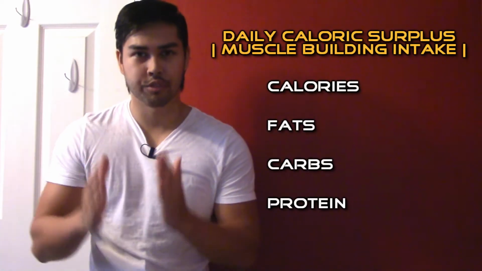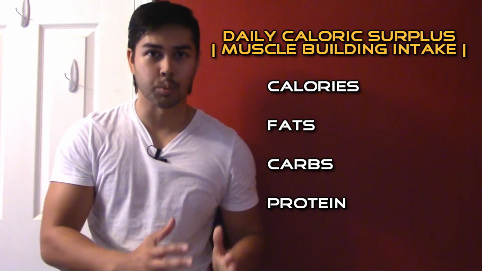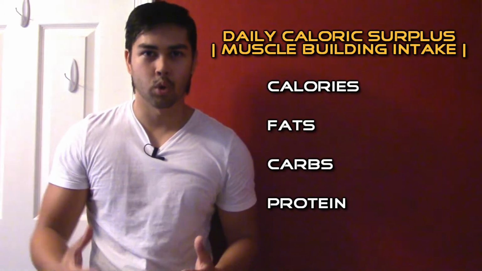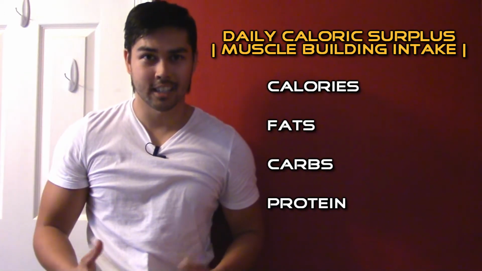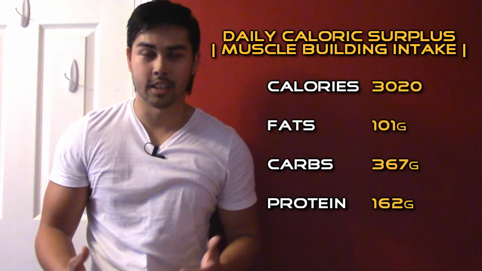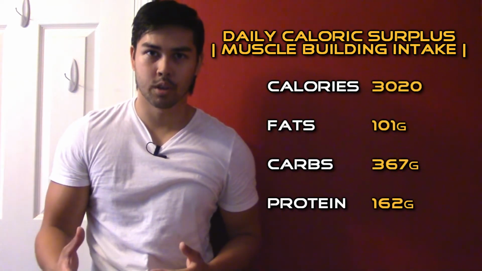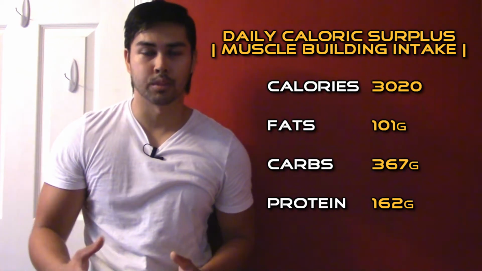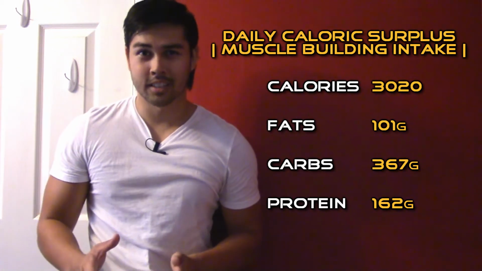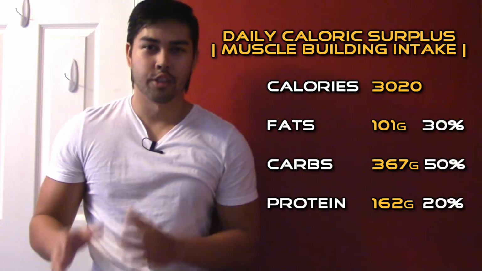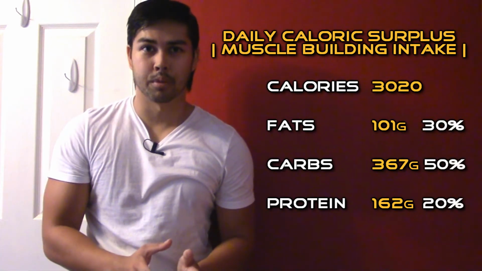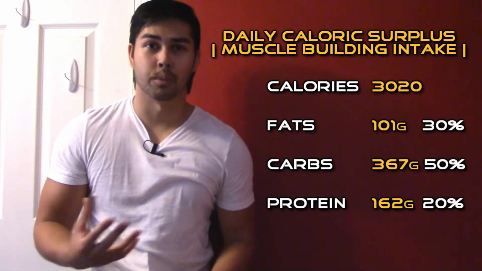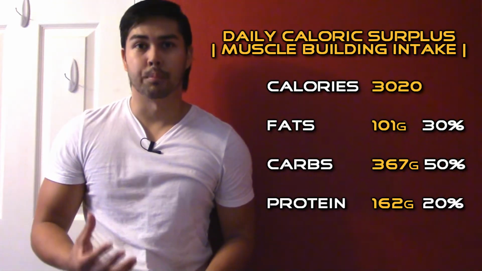So now we know exactly how many calories, fats, carbs, and protein we need to eat per day in order to build muscle. In my case, I need to be eating 3,020 calories, 162 grams of protein, 101 grams of fat, and 367 grams of carbs. That's about a breakdown of 50% carbs, 30% fat, and 20% protein. This is what I found works best for me and my current situation, my current goals.